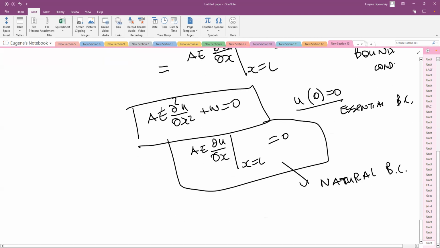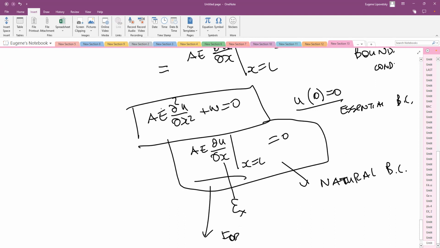What does it tell you physically? This one is the strain in the x direction. This is going to be the stress, and this is going to be the force. It tells you that the force at the right end is 0. So that's the natural boundary condition. The other one was essential. All right, does it make sense to you?